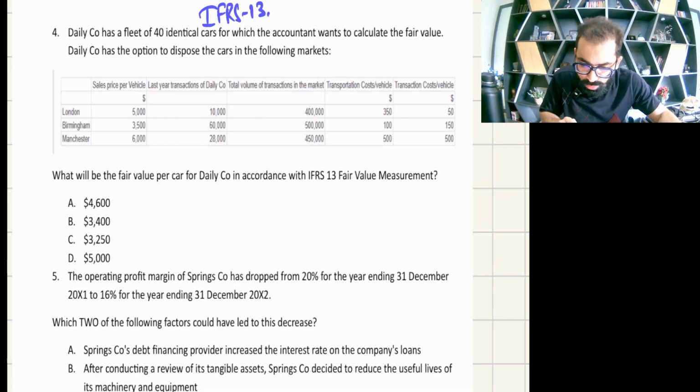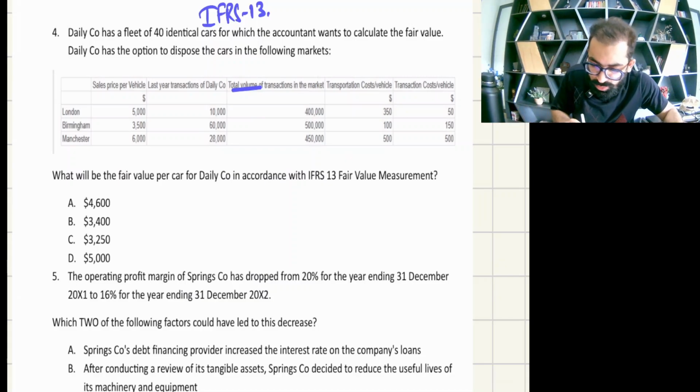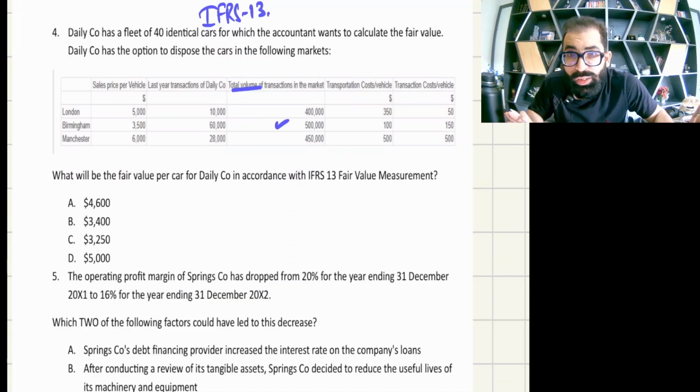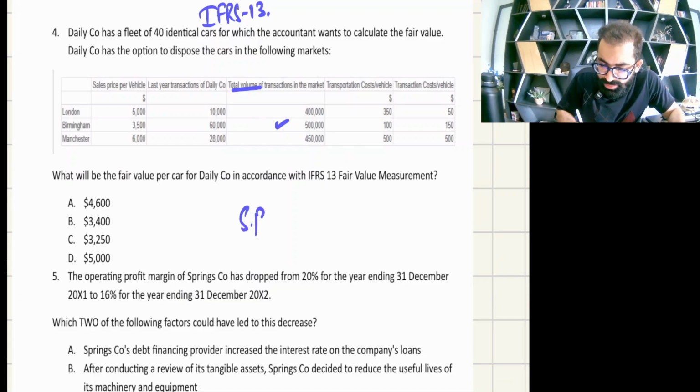So see the total volume, this column: 400, 500 and 450. Which market has the highest level of sales, highest volume, number of transactions? So this is your market. Okay, now you have selected the market. Now don't look at other markets. Only Birmingham is your market now, not Manchester and London. Now how to calculate fair value? Selling price less transport cost.